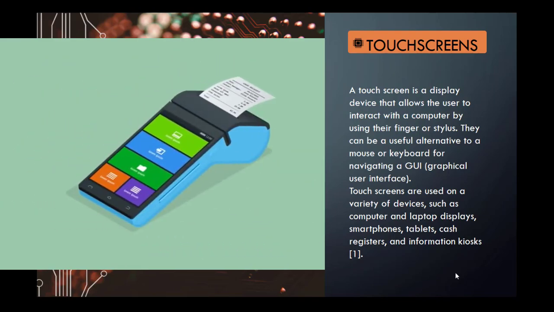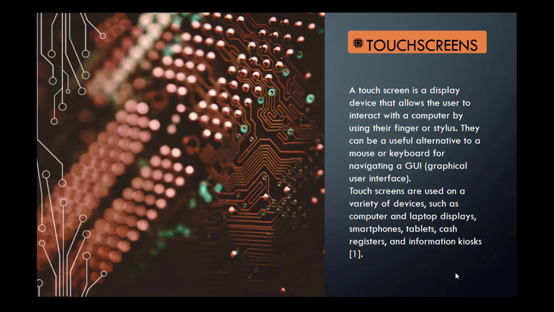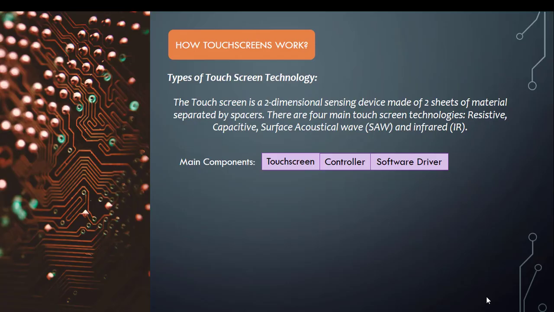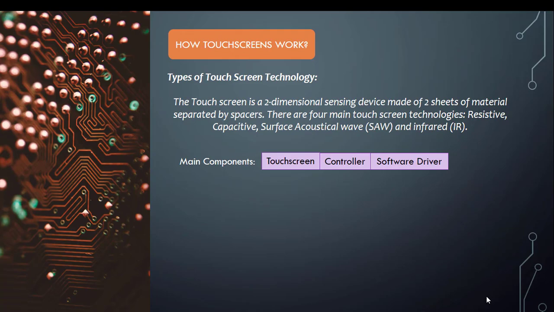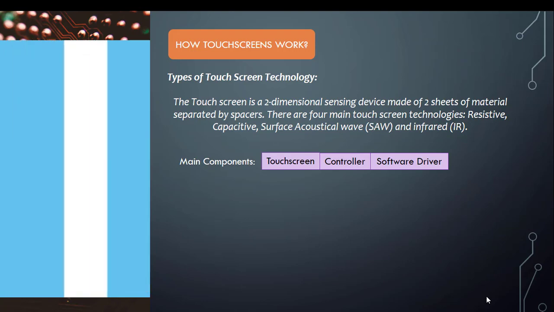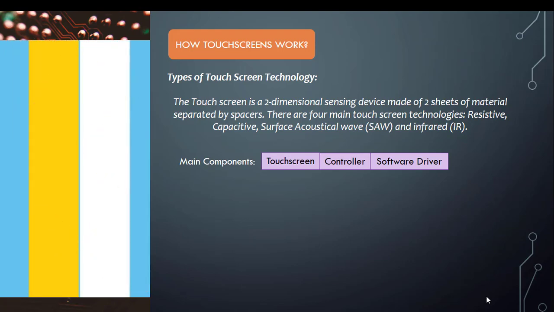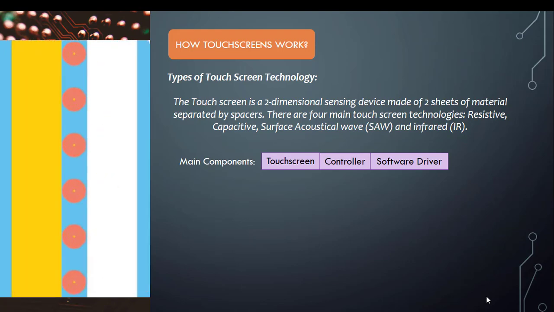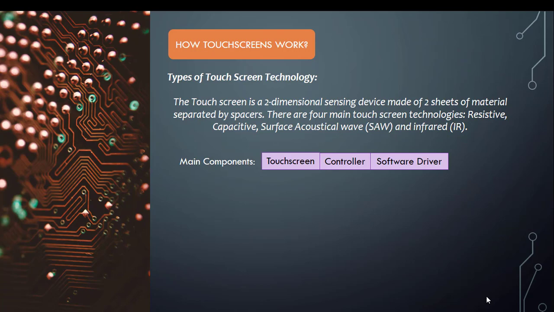In today's world, even if you go to McDonald's, you can place your order by yourself just using their kiosk, right? So how does a touchscreen work? What is the phenomenon behind it? A touchscreen is a 2-dimensional sensing device made up of 2 sheets of material separated by spacers. There are 4 main touchscreen technologies: resistive, capacitive, surface acoustic wave, and infrared.